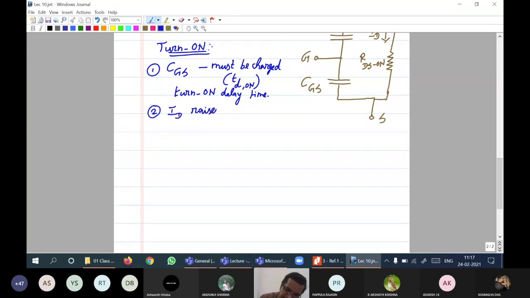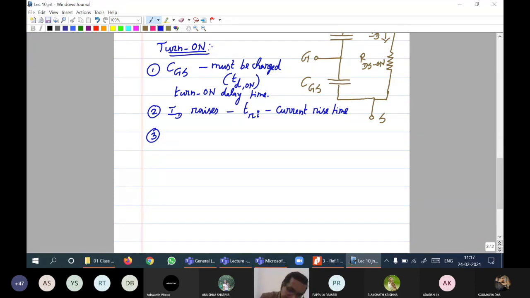Now, for this ID to rise, there will be a rise time during which current rises. That's all. TRI, you can understand TRI as current rise time. But when current rises, the drain source voltage will not fall. When current rises, the MOSFET is going to be moving from cutoff to active. That's all. At the end of TRI, MOSFET will be in cutoff.